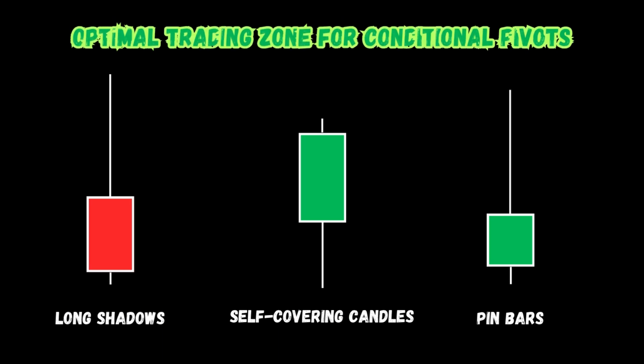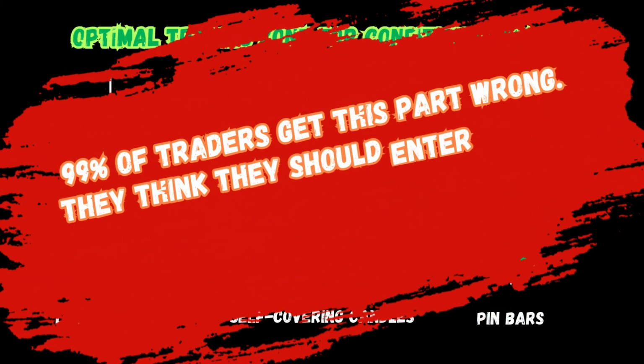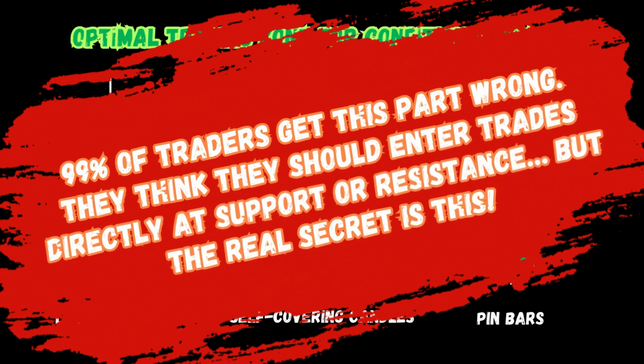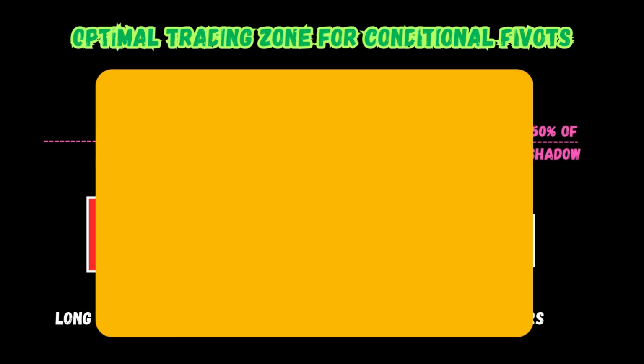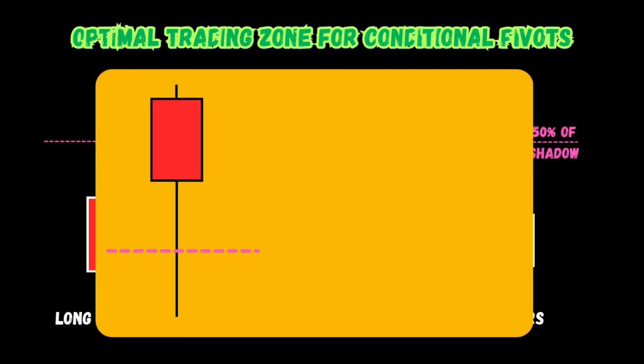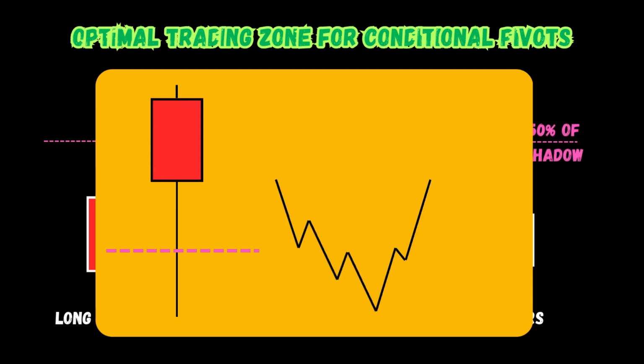Optimal trading zone for conditional pivots. 99% of traders get this part wrong. They think they should enter trades directly at support or resistance. But the real secret is this. In all 3 cases, there is one shared trading zone, which is the FTC zone, the 50% shadow zone. We locate the 50% shadow zone in the structure timeframe, then move to the trigger timeframe to identify a trading knot in that zone.